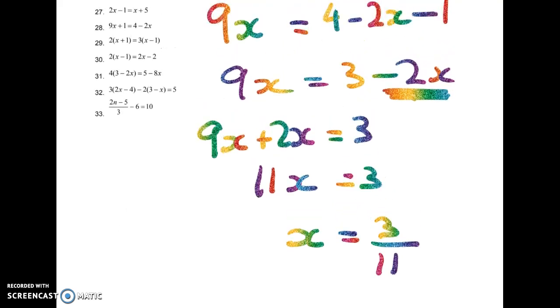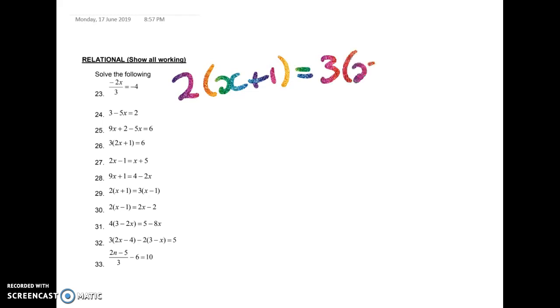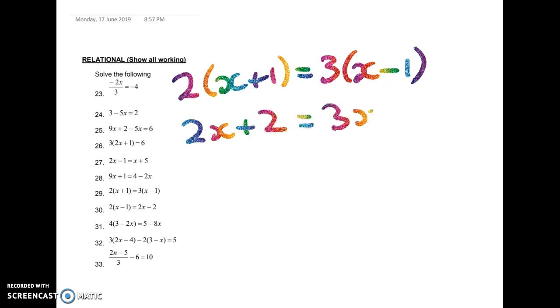Let's look at question 29. So in 29, I've got brackets and x's on both sides. The best thing to do here is to expand out both lots of brackets and then see what I've got. Right, so 2 into x plus 1 is equal to 3 into x take away 1. Expanding out gives me 2x plus 2 equals 3x minus 3, which looks pretty good.